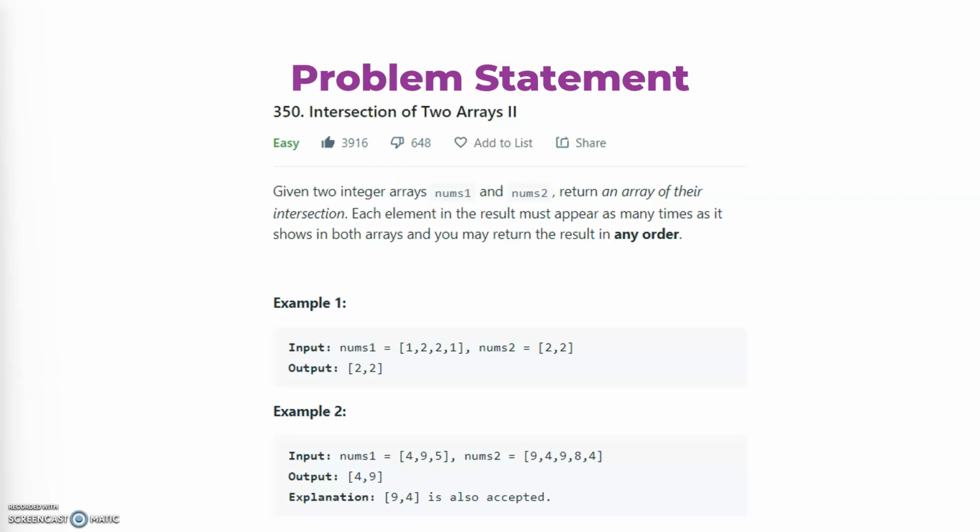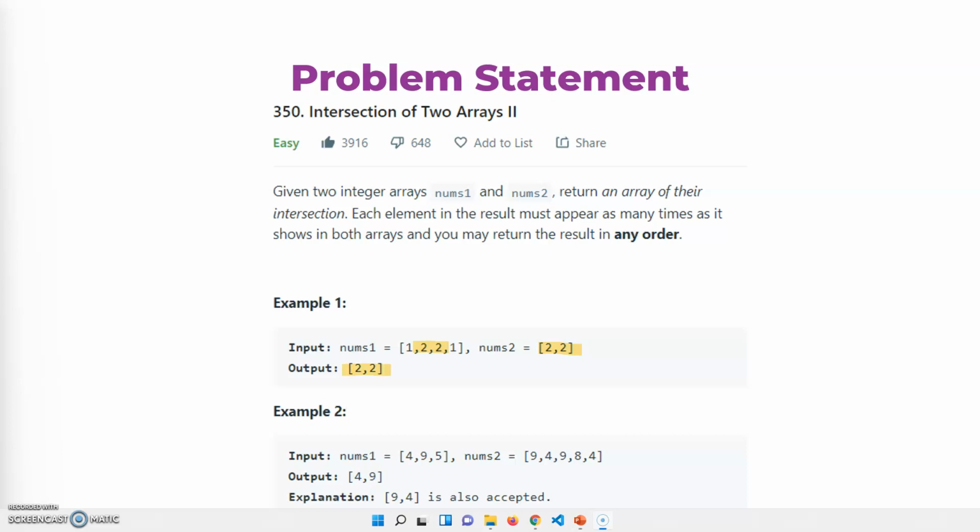Given two integer arrays, nums1 and nums2, return an array of their intersection. Each element in the result must appear as many times as it shows in both arrays, and you may return the result in any order. So let's have a look at example 1. nums1 has got all of these elements, nums2 has got 2. Visually you can see that these two elements are common. They appear in both arrays, so the output is 2.